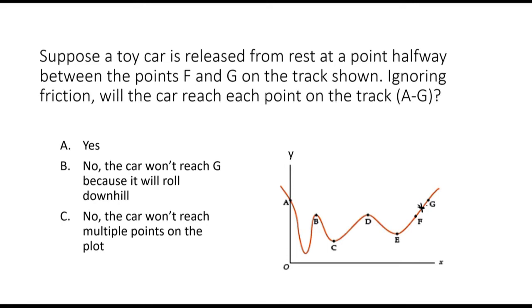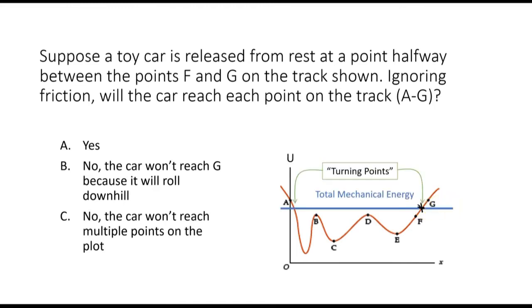Okay, so let's take a look here. When I look at this track, I know that the point that the car was released from rest at is going to be equal to the maximum energy at all times as the car moves. Okay, so that's going to be the total mechanical energy all the time. And so what that tells me is that the locations where the red curve, the potential energy curve, intersects with the total mechanical energy, that's where the car turns around. Those are our turning points.